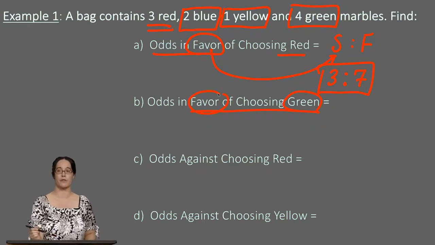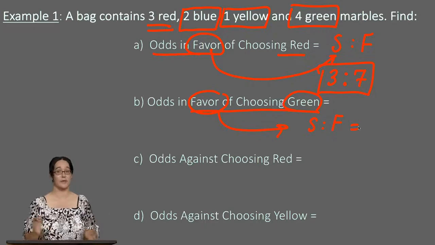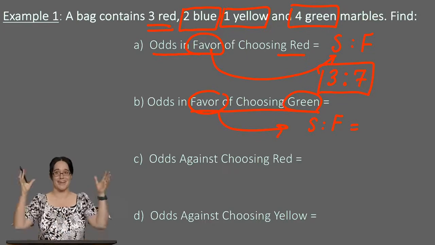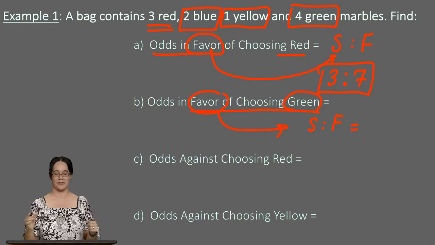In favor of choosing green. So again, in favor, we're going to talk about how many ways can I succeed to how many ways can I fail. Our little shortcut method, right? Feel free to use the formula as well, probability of success over probability of failure, if you don't like the shortcut. So how many ways can I successfully pick a green marble from this bag of 10? 4 ways, that's right. And how many ways can I fail to pick a green marble? Well, you can add up the others, 3 reds, 2 blues, 1 yellow. That's a total of 6, or 4 to 6.